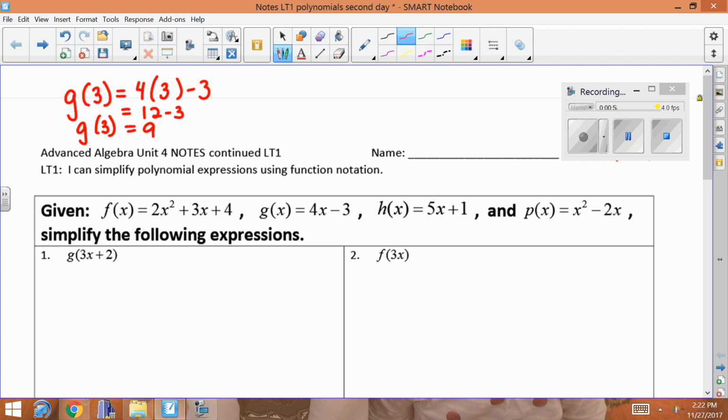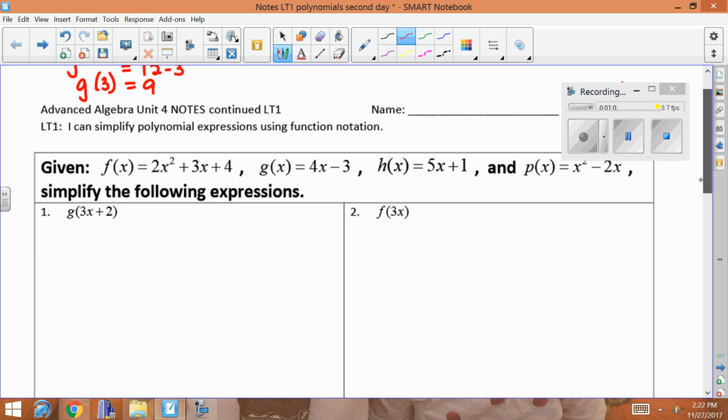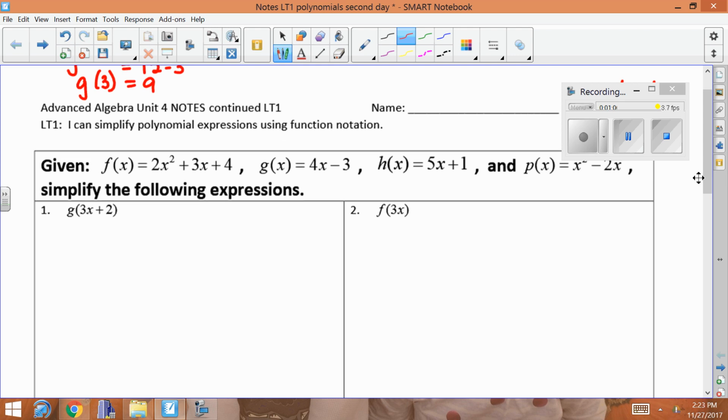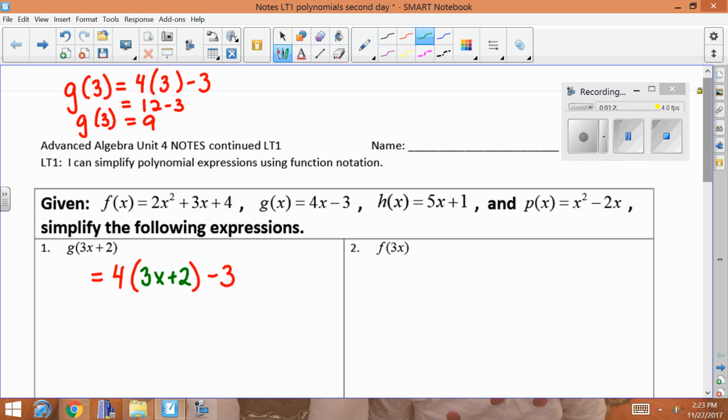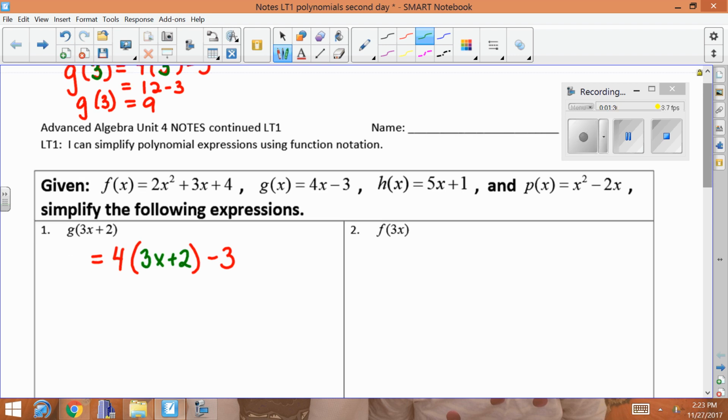Now if I'm doing g of 3x plus 2, what we're doing is we are plugging 3x plus 2 in wherever there is an x. So if I'm doing g of 3x plus 2, instead of the x, I'm going to rewrite the whole function g. Instead of the x, I'm going to replace that with the 3x plus 2. So just like up here when it was g of 3, I put a 3 wherever there was an x. Down here, I'm putting the 3x plus 2 in wherever there's an x. And then we just have to go through and simplify it.